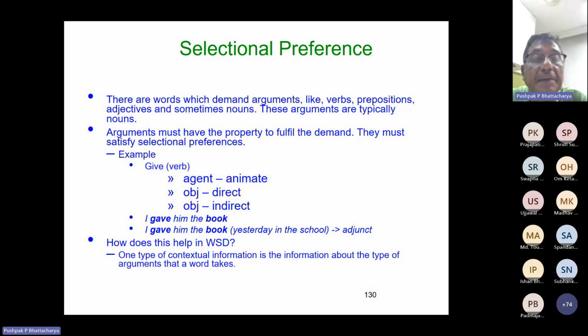How does this help in WSD? So this kind of agent, object, indirect object, direct object information helps in disambiguation. But there is a chicken and egg situation here. Do we have to first disambiguate the words and then disambiguate the relations? Or should it be the other way? Typically, both go together. You make some progress in one task, the other task also gets helped. Some progress in semantic role labeling throws some light on words and disambiguation.